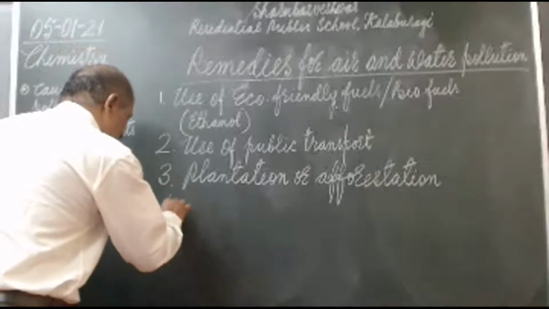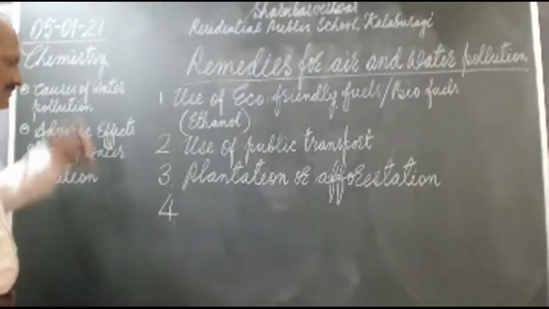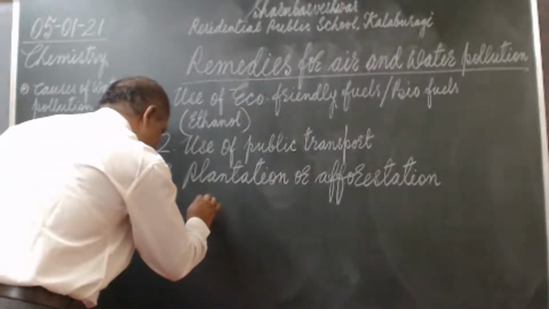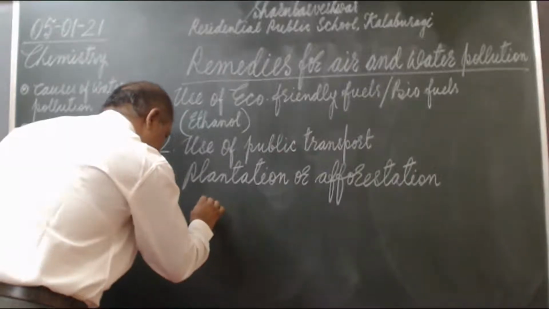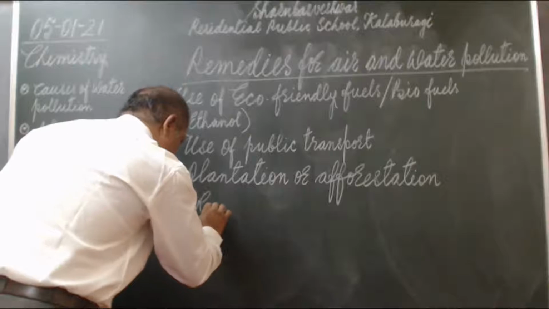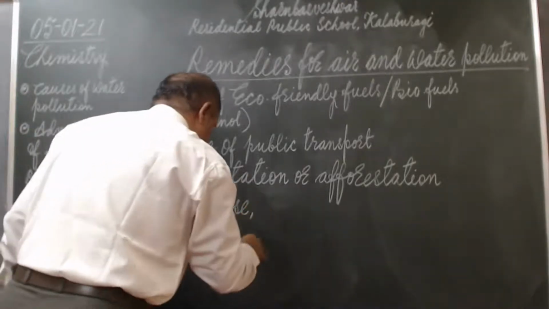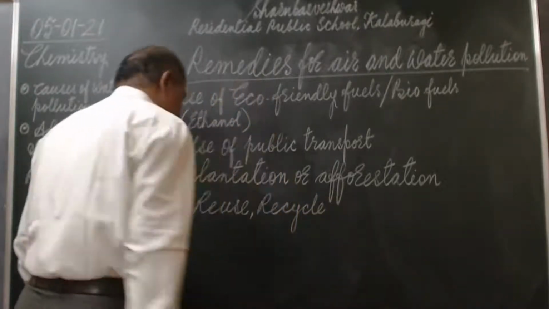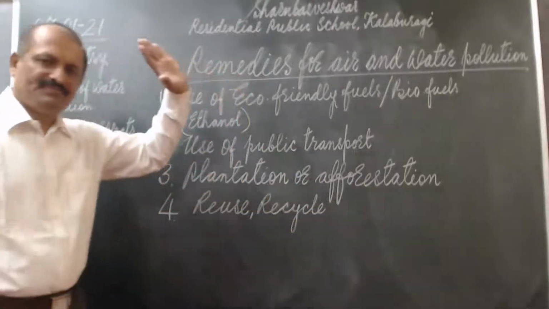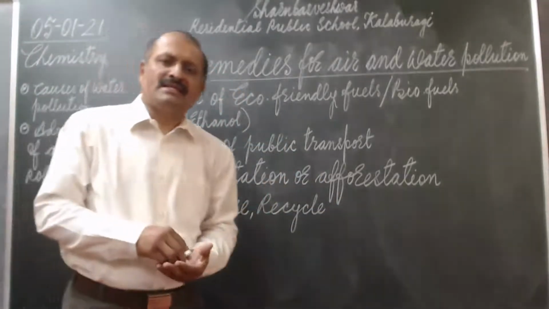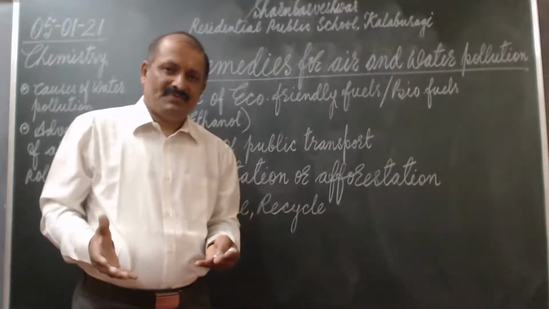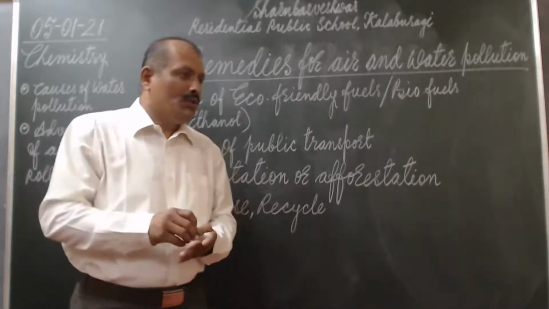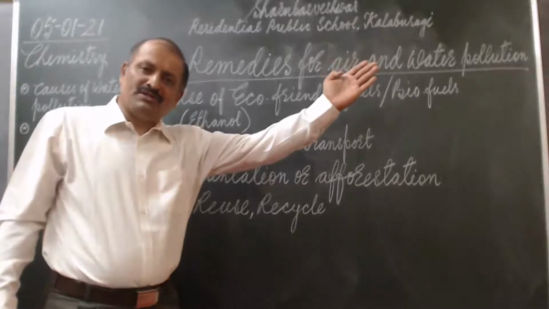Number four: reuse, recycle. There are some things which can be reused, and which can be recycled. Thereby we can avoid air pollution and water pollution.